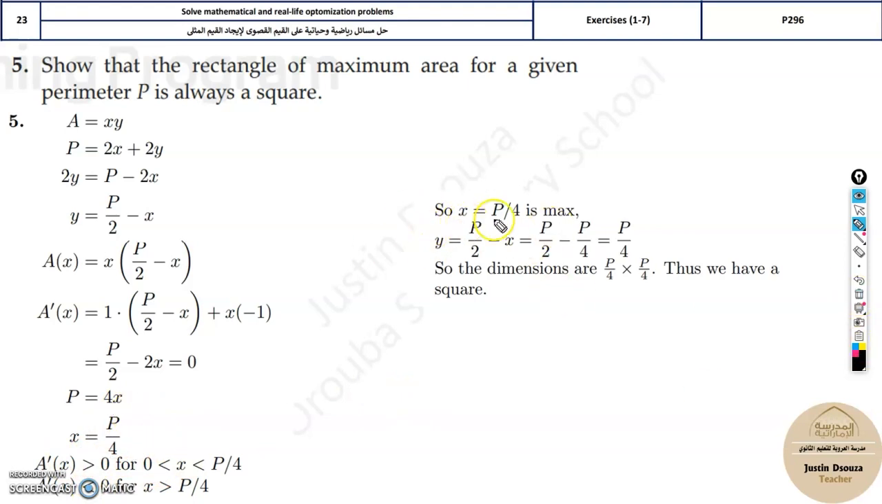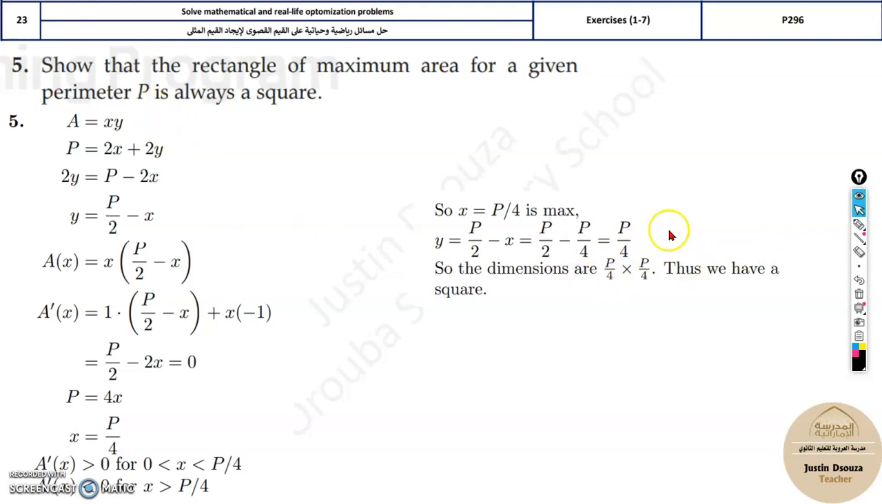Now the maximum is at x equal to p by 4. So now substitute for the other side. What is y? X we know. Y will be p by 2 minus x, and you will get again p by 4. So over here you're just substituting p by 4. Now that tells us the dimensions are the same. That means it's a square.